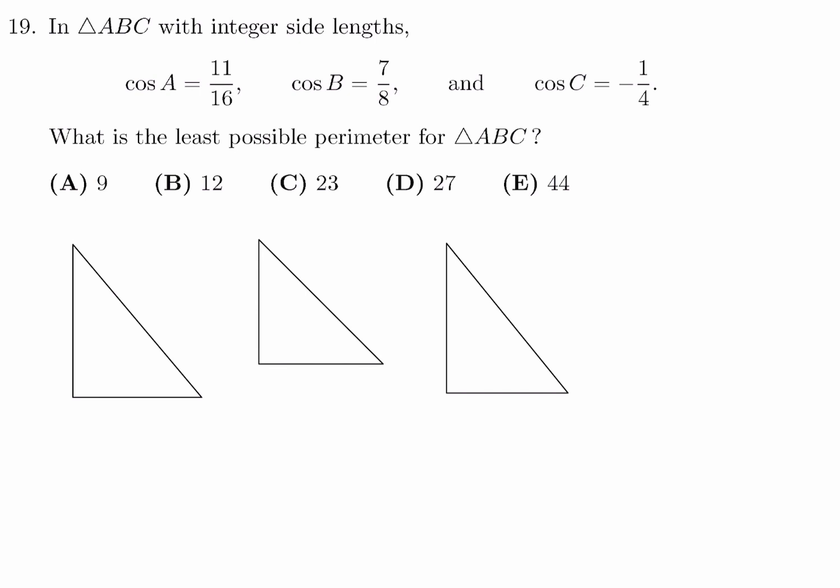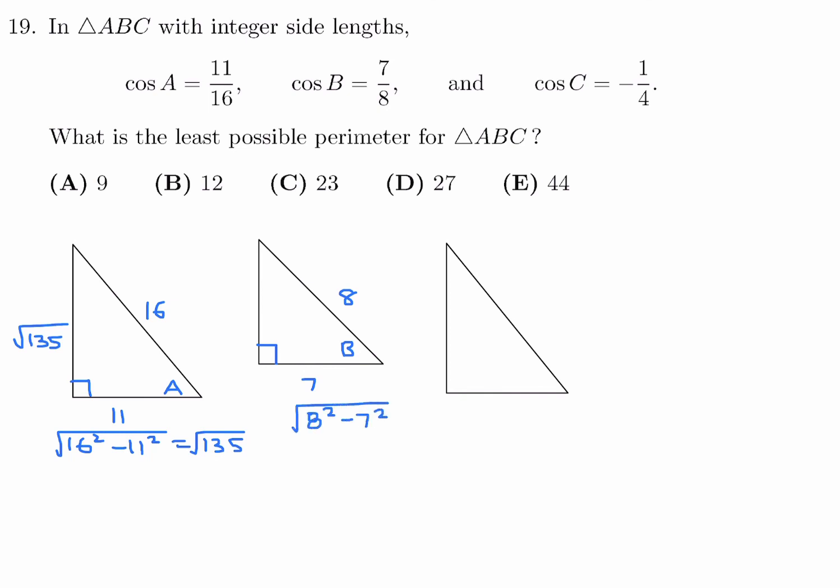Okay, so for the first one, if this is angle A, then if the cos of A is 11 over 16, then this is 11, and this is 16. And using Pythagoras, you can get this side. It would be 16 squared minus 11 squared square root, and that is root 135. So root 135 goes here. And in a very similar way, another right triangle, cos of B is 7 over 8. So this is 7, this is 8. And we can find the other side. It would be 8 squared minus 7 squared square root. And that is root 15.